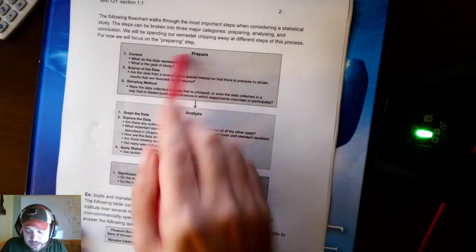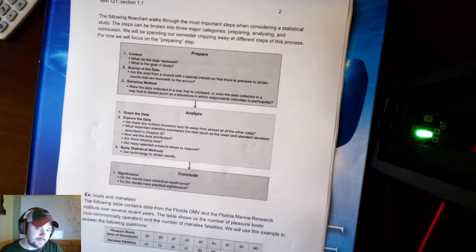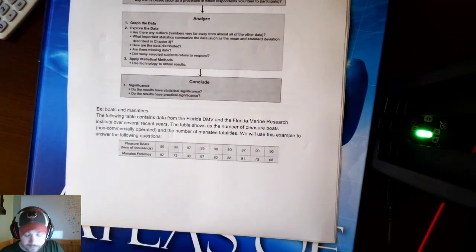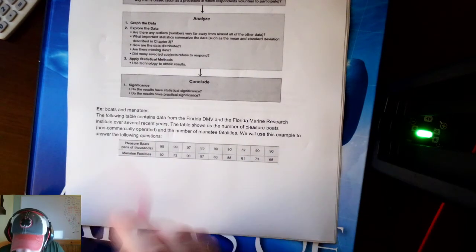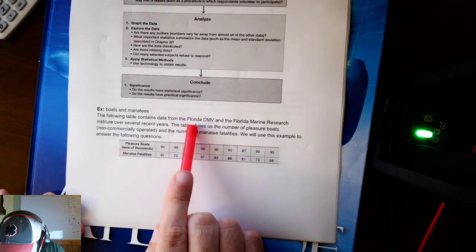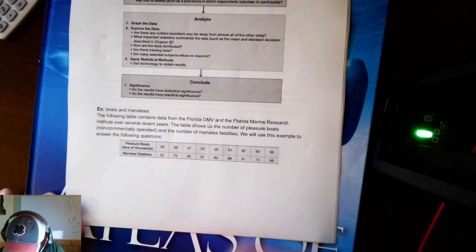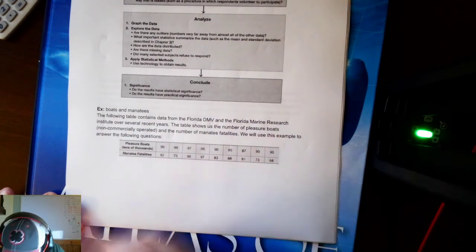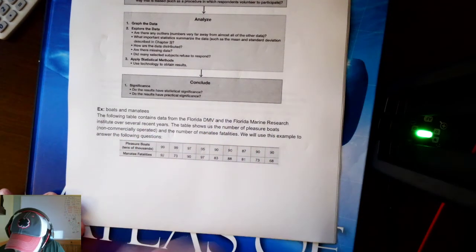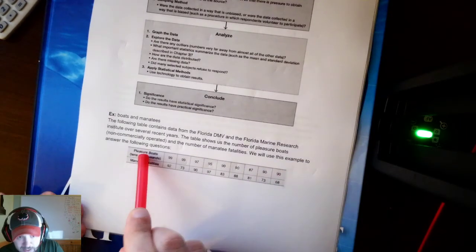For now, we're going to spend our time preparing. We're going to look at how to prepare statistical studies. Lots of definitions. So, an example, boats and manatees. The following table contains data from the Florida DMV and the Florida Marine Research Institute over several recent years. The table shows the number of pleasure boats, non-commercially operated, and the number of manatee fatalities. We'll use this example to answer the following questions.